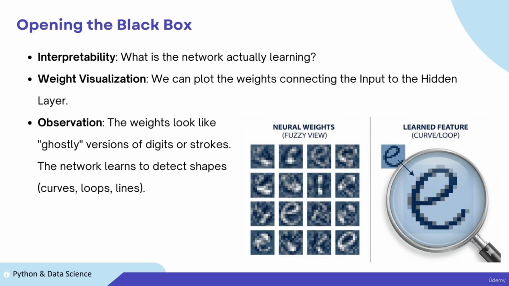People say neural networks are black boxes, but we can peek inside. This image shows the weights learned by our 40 hidden neurons. See these patterns? Some look like loops, some look like diagonal lines. The network has learned to recognize the strokes that make up a number. It's not just memorizing pixels, it's detecting shapes.